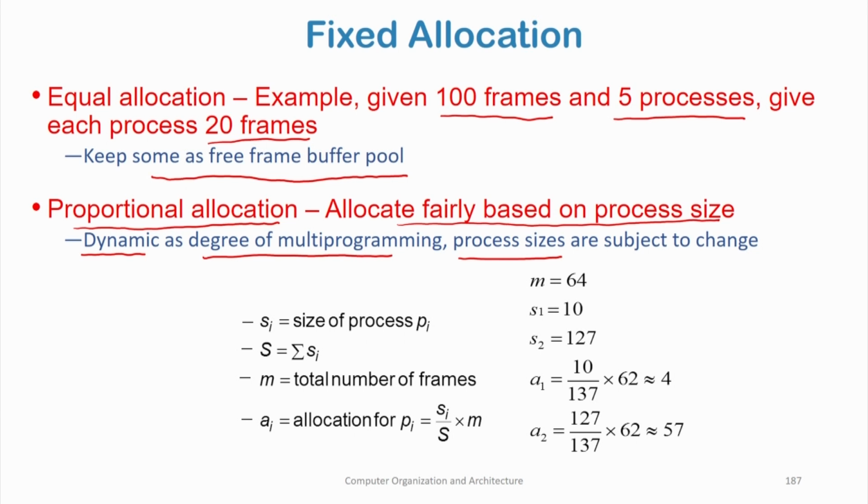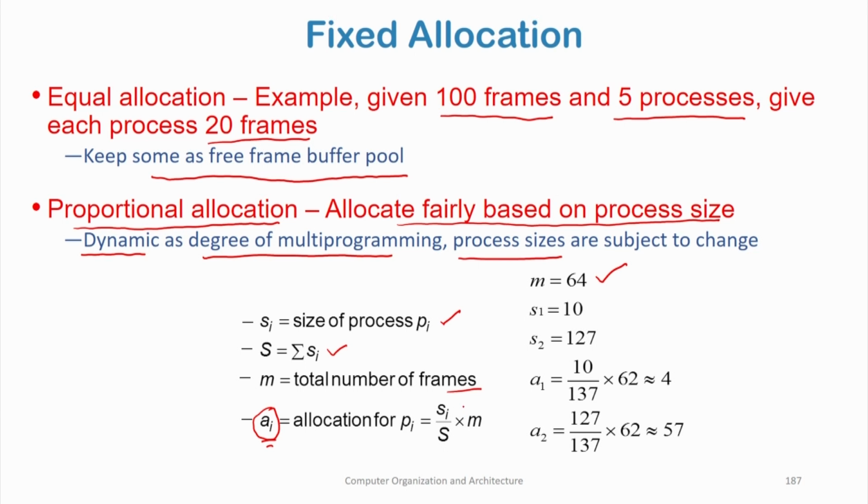For example, let us say m is the total number of frames in memory at a given time. Let Si be the size of process Pi, and S is the summation of the sizes of the individual processes, the size of a process being in terms of the number of pages it requires. m is the total number of frames, and how many frames will process Pi get? It will get Ai frames. How is Ai calculated?